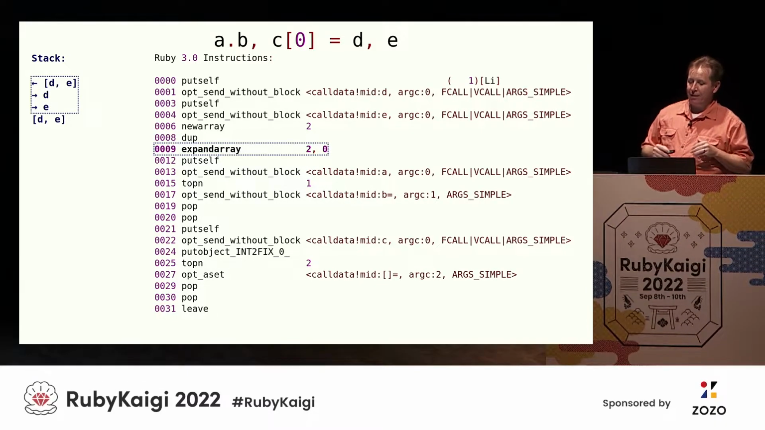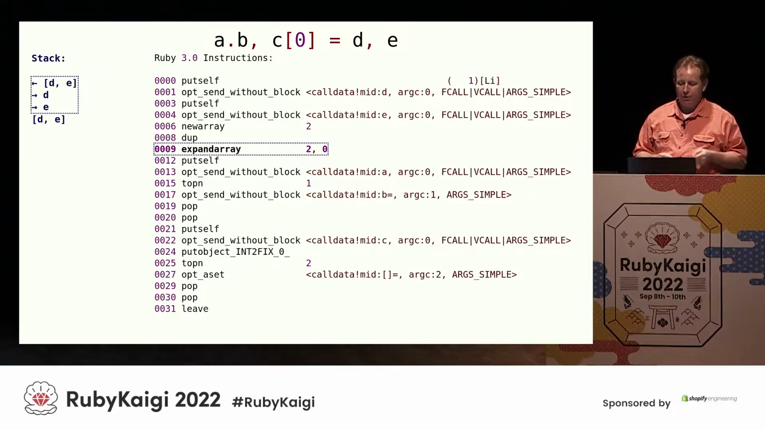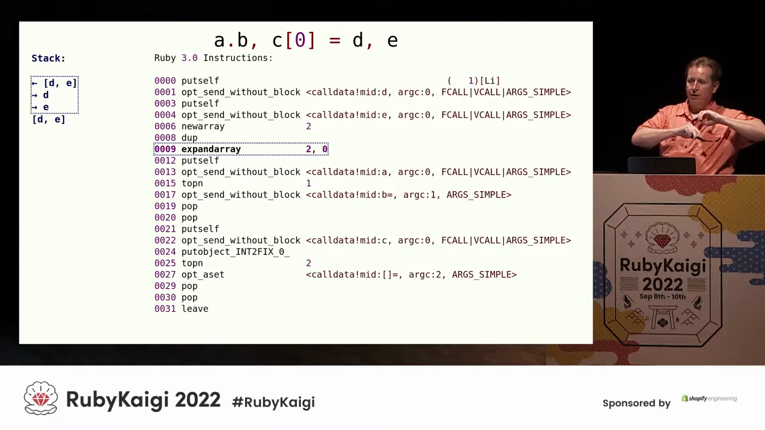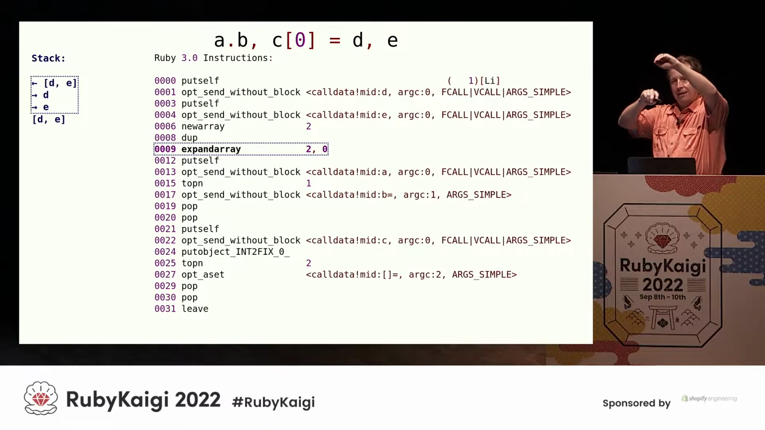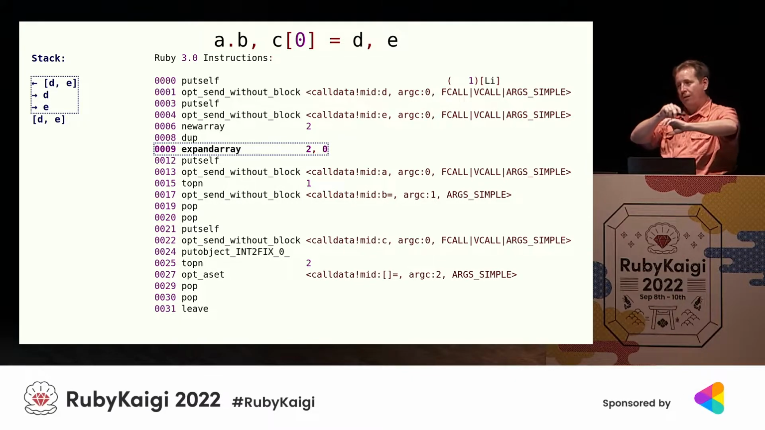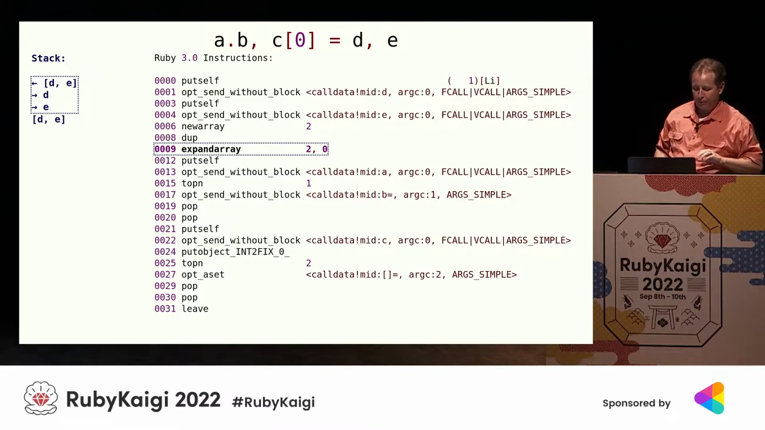The next instruction, expand array, pops the top entry in the stack, which should be an array. In this case, it is given the arguments of 2 and 0, and those arguments mean it should push the first 2 elements in the array onto the stack in reverse order. So it pushes E, and then it pushes D, and D is at the top of the stack. So now the stack contains D, E, and then the array of D and E in that order.